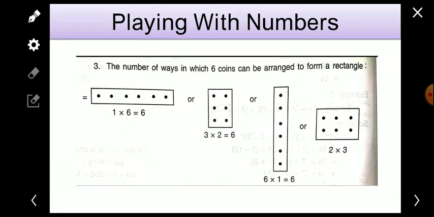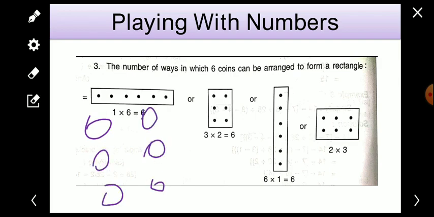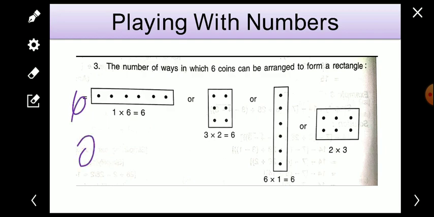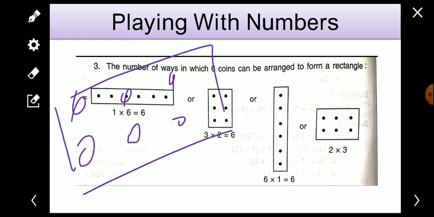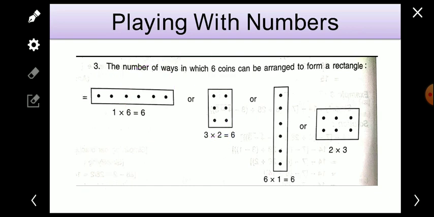Otherwise 3 into 2, it means in one column 3, and then in another column 3. So like this 3 into 2 we can arrange. Otherwise 6 into 1, it means in one column all 6 are arranged. Otherwise 2 2 2, it means in each column 2 are arranged. So like this we can arrange to form the rectangle. These are the 4 ways to arrange the 6 coins.